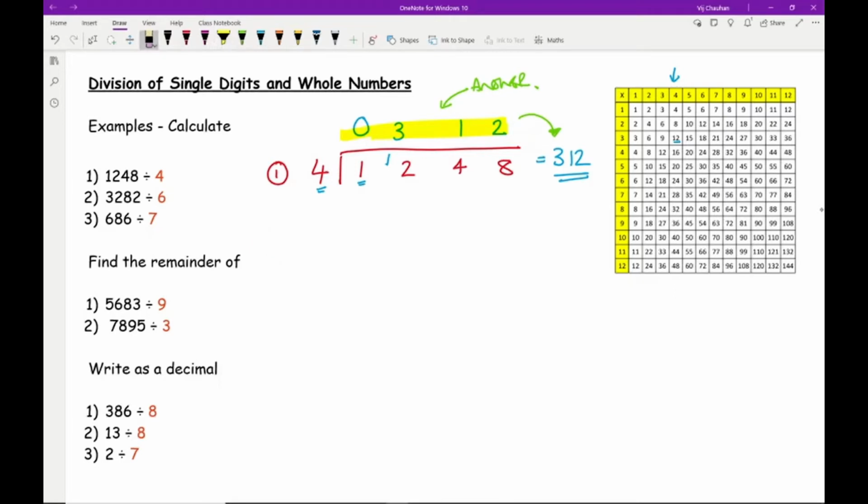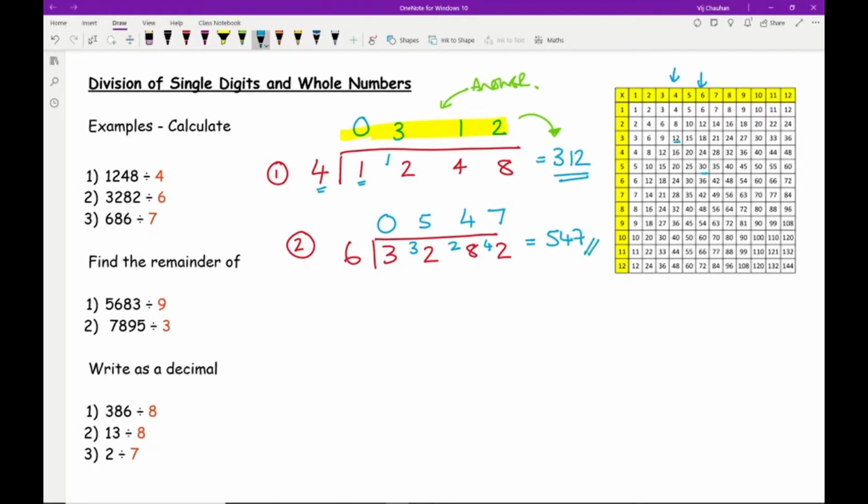Right, so with regards to question 2, again we've got 6 goes outside, I set up my bus stop and I've got 3, 2, 8, 2. So again I'm going to ask myself how many 6s go into 3, so that's none, and I carry the 3 forward. How many 6s go into 32? So again I'm using the 6 times table, and that's going to be 5, remainder 2, so the remainder moves on to the next number. How many 6s go into 28? That's going to be 4, remainder 4, and then finally how many 6s go into 42? That's going to be 7, giving me a final answer of 5, 4, 7.